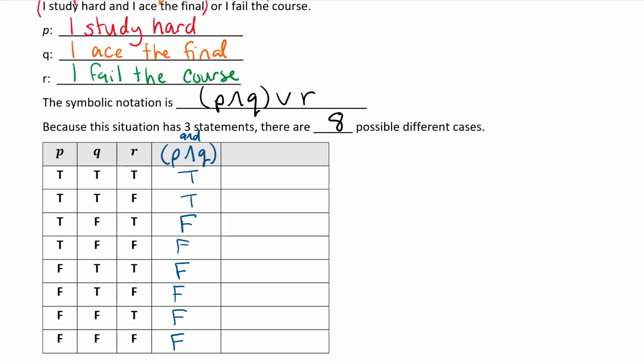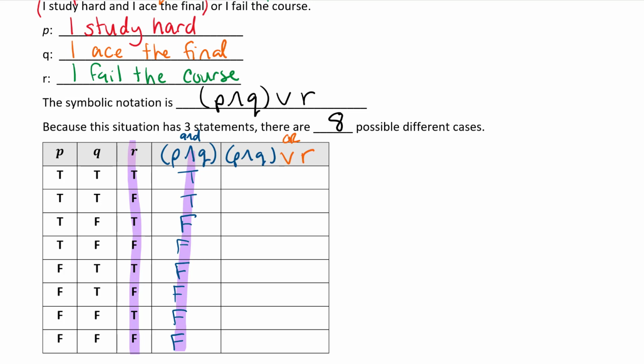Okay. The next thing I need to do is to take that P and Q and do the disjunction with R. So the disjunction with R is an OR. So I am taking this column right here, and I'm doing the disjunction with the R column. Now, the rule for disjunction is false only when both are false. So if they're both false, then the whole thing's false. Otherwise, it's going to be true.